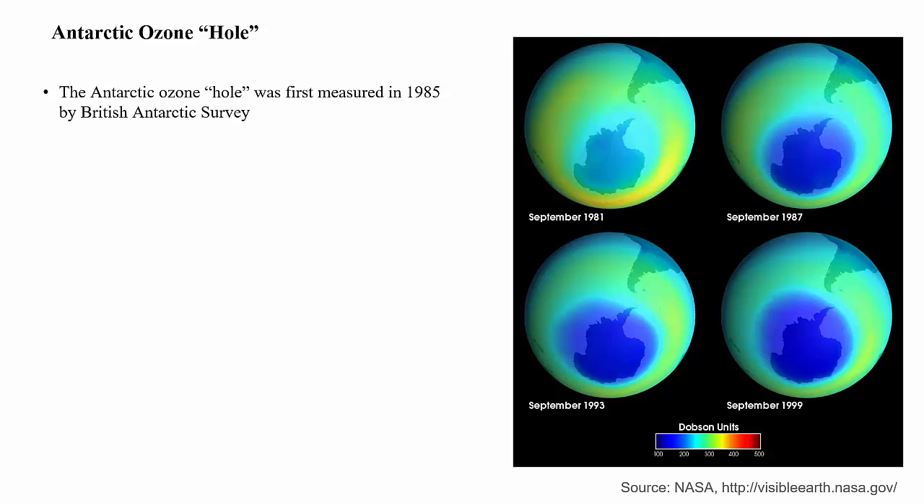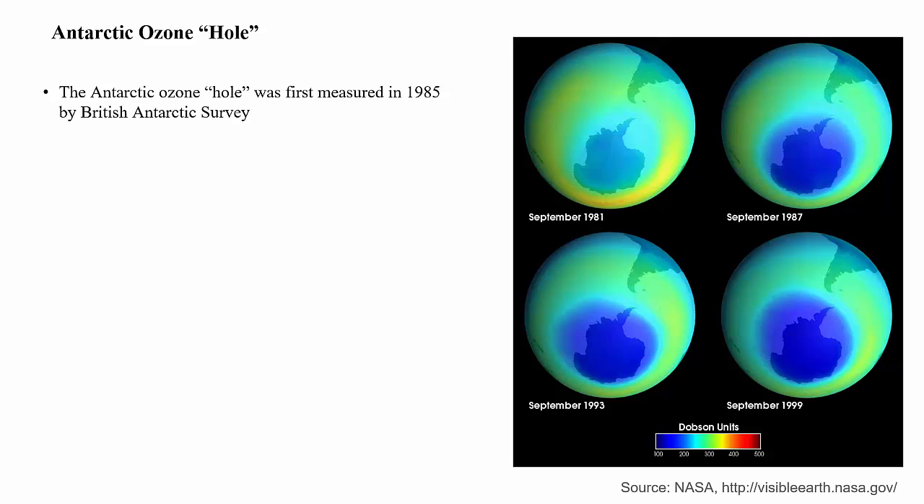Their work appeared in the very prestigious scientific journal Nature. But the first strong physical evidence for stratospheric ozone depletion was the measurement of the Antarctic ozone hole by the British Antarctic Survey in 1985. This picture shows the formation of the hole. Of course, as I mentioned, it's not really a hole, it's just a suppression of the total ozone column or ozone concentration in the atmosphere.